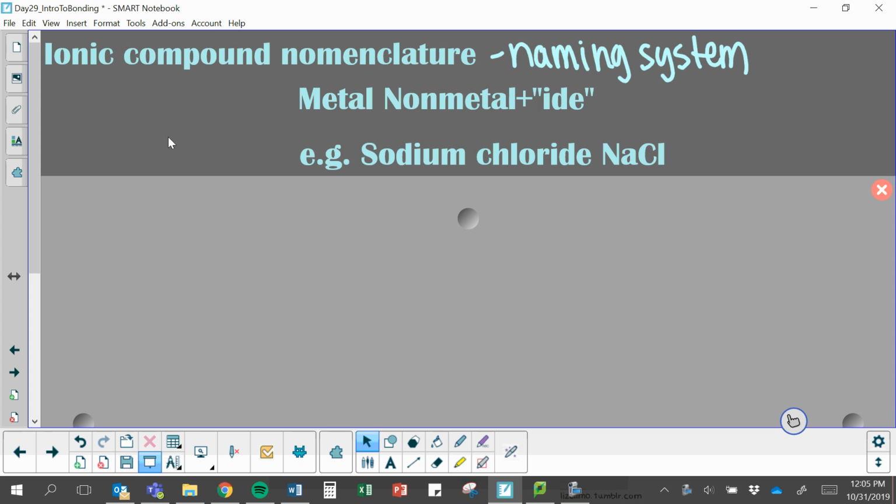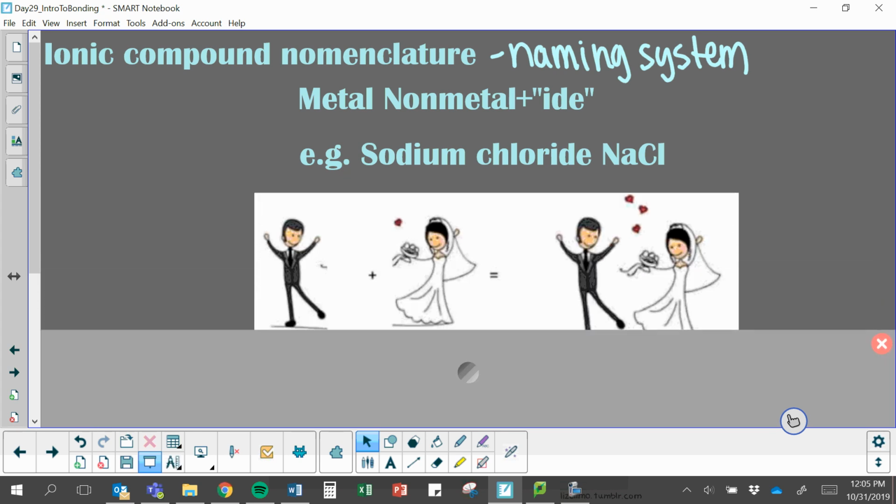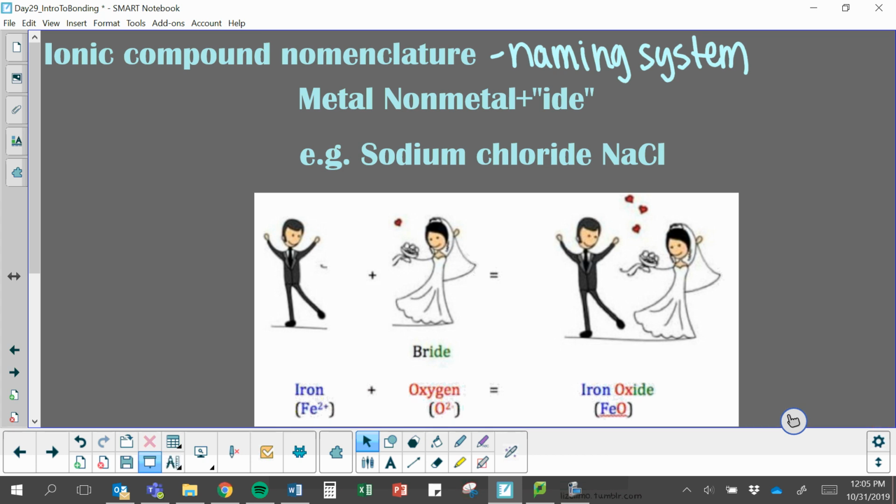Sodium chloride is the best example ever because it helps us remember ionic compound properties. It helps us remember the nomenclature. It's a good one to think about. You could think about it like chloride, -ide at the end. You have your metal and your non-metal, and then together you have, like, iron and oxygen make iron oxide.